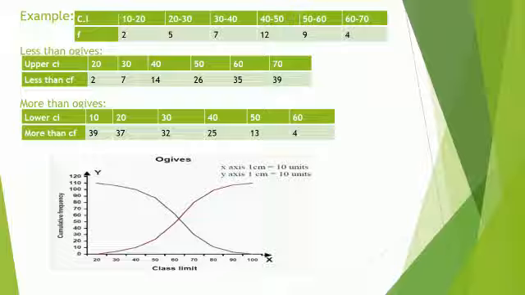The first values are 10 and 39, 20 and 37, 30 and 32, 40 and 25. First put the dots and join the points, and we get the curve. This is a declining curve. The less than method gives a rising curve, and the more than method gives a declining curve.